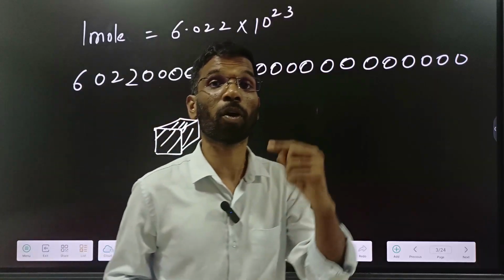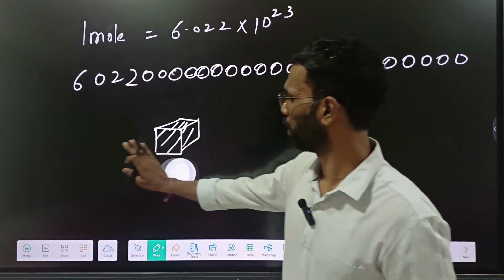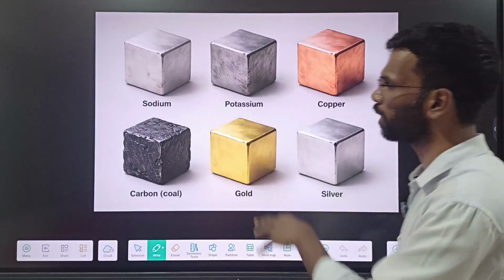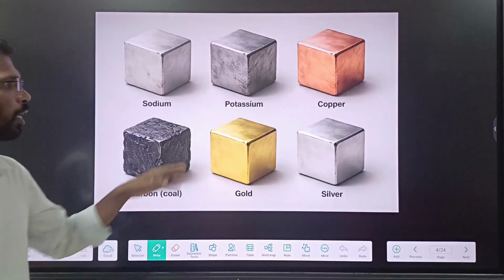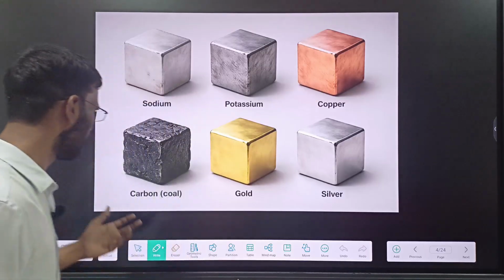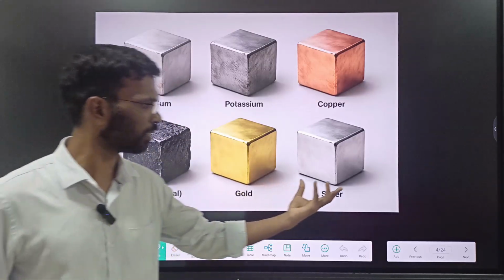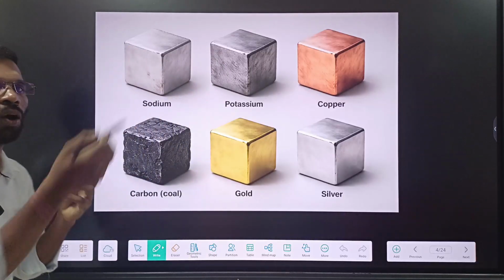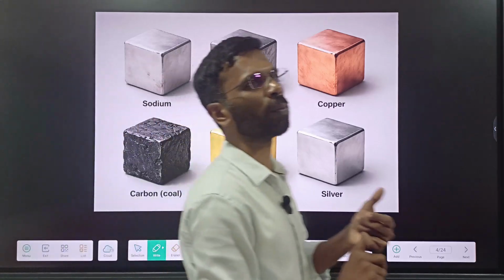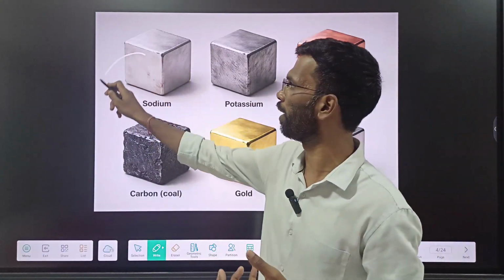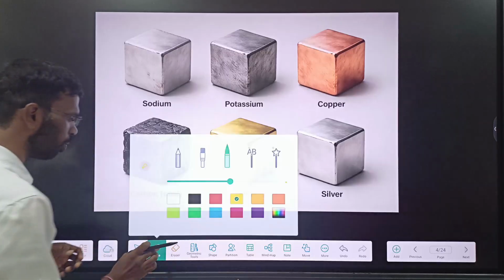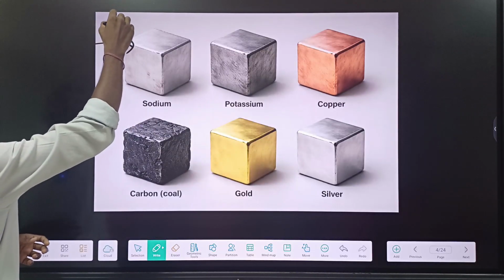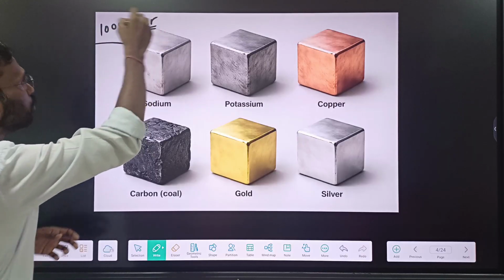So we use the concept of the mole over here. When we go further, I'll just tell you. You see there is a sodium block, a potassium block, a copper block, carbon coal, a gold block, a silver block. This is a very small quantity, and if you want to count the number of atoms, you cannot say every time there are 1,000 crores of atoms. Let us say in this small block there are 1,000 crore atoms present.